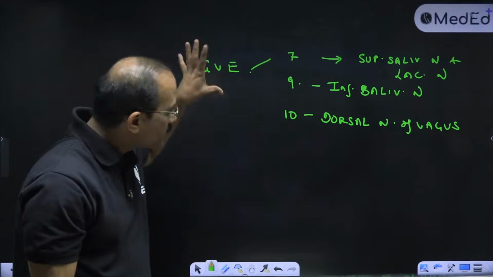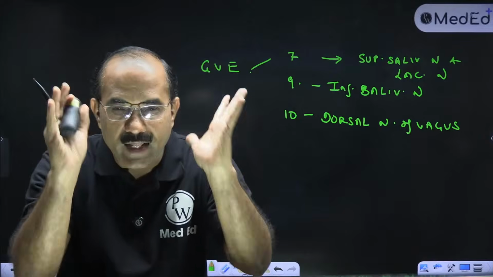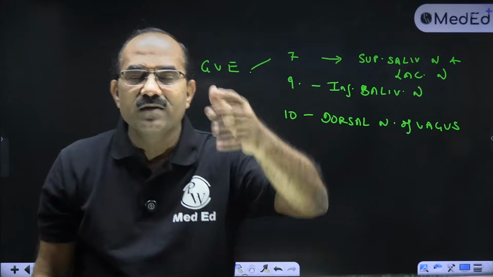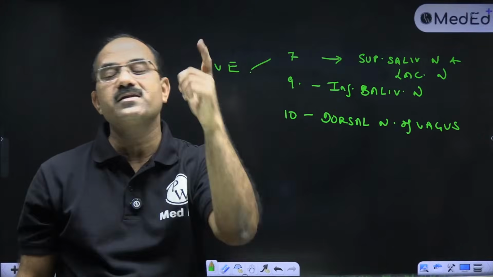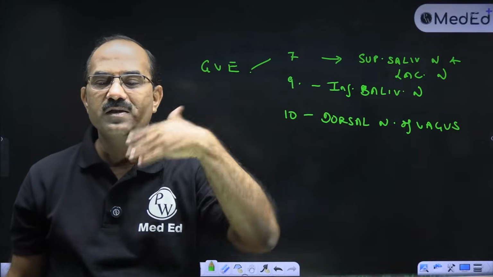Fine. This general visceral efferent component is going to supply what? It is going to supply the glands. बस ये याद रखना है आपको. So this component would be present in which nerves? The 7th nerve, which supplies all the glands except parotid. The 9th nerve, which supplies the parotid, and the 10th nerve, which supplies the glands of GIT.